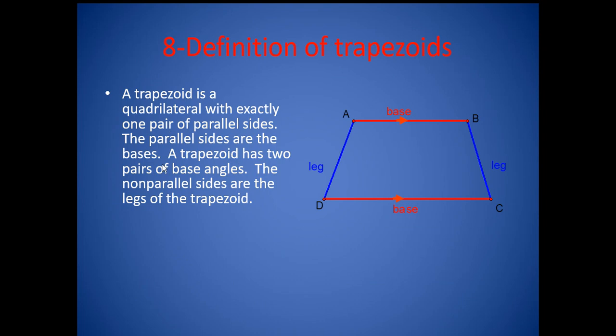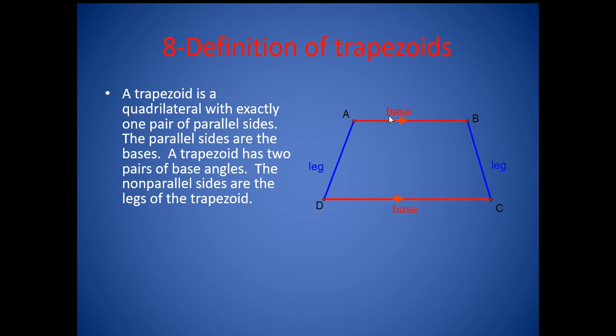A trapezoid has two pairs of base angles. Those are called here the base angles. See it? And the non-parallel sides are called legs. Okay? So if those legs are equal, it will be an isosceles trapezoid. Okay?